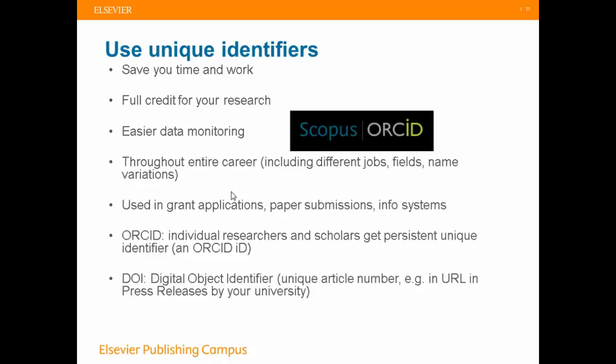You can use it in grant applications, because also for funders, this ORCID ID is an easy way of getting a full overview of your achievements so far. And also with paper submissions, publishers do appreciate if you include the ORCID ID. So it gives individual researchers and scholars really this persistent unique identifier. Next to it, the DOI is important. The digital object identifier is a unique article number that is mostly used in URLs, for example, in press releases by a university. And that is also the reason why altmetric data providers can track and trace and therefore report on the mentions of your article in public reached newspapers, for example.